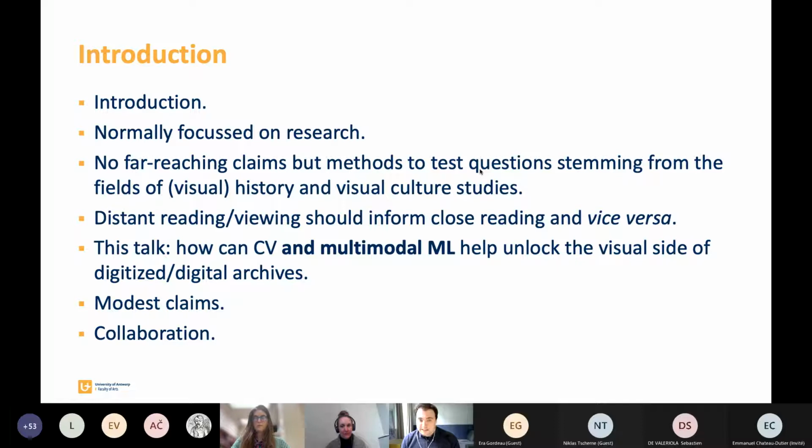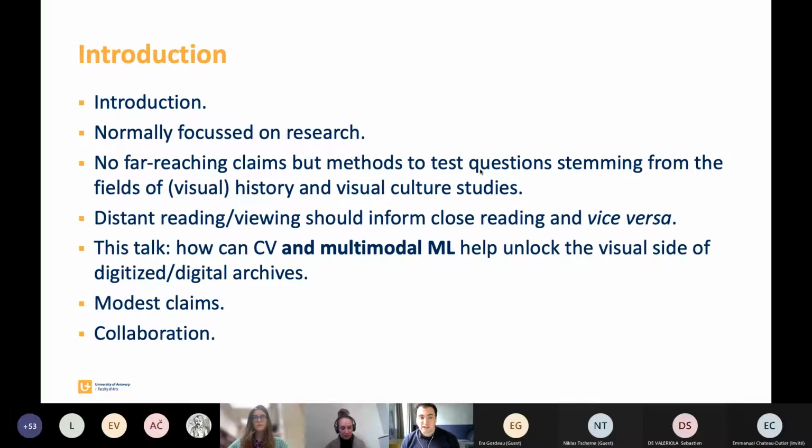And this is just a caveat to explain how I look at the application of computational techniques. So in this talk, I want to talk about how researchers, but also digital heritage collections can use computer vision and multimodal machine learning to unlock the visual side of the digital and digitized archive. And similar to my own research, I also hope that GLAM institutions like archives try to apply AI and machine learning in a modest way. I sometimes see far-reaching claims there as well. But I think there's also lots of opportunities and lots of exciting things going on. But I think we can be a little bit modest. So that's all the caveats gone.